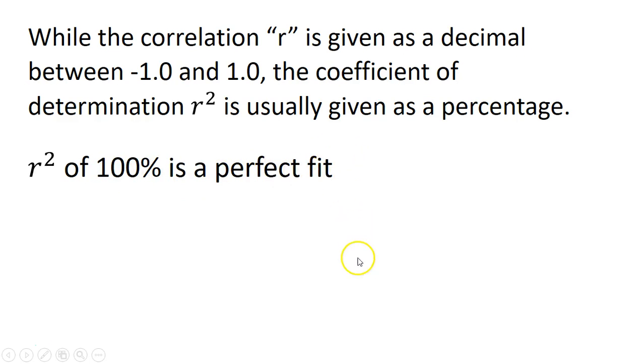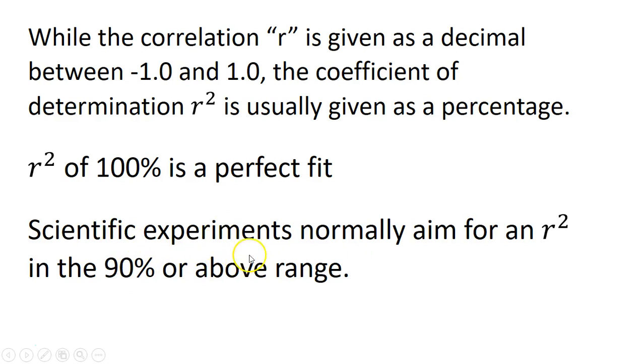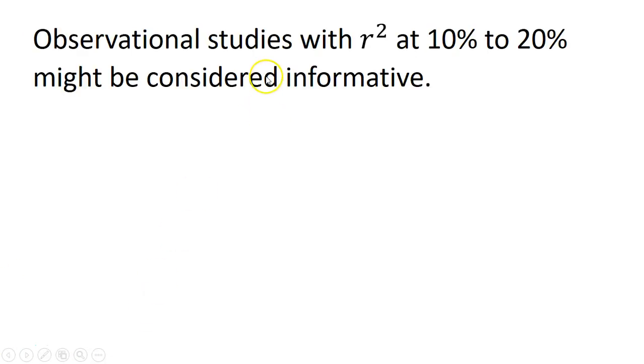That's telling you that the line you have is a perfect fit. Scientific experiments normally aim for your R squared in the 90% or above range. If so, it's looking pretty good. I'm seeing a relationship between the two if I can reach that 90% or higher. Observational studies with R squared at 10% to 20% might be considered informative. I know there's a big chunk in between. If we're saying anything 20% and below, throw it out, I'm not really seeing any data. Anything 90% and above, oh yeah, that's good. But what happens in that middle? That's a big, big middle.